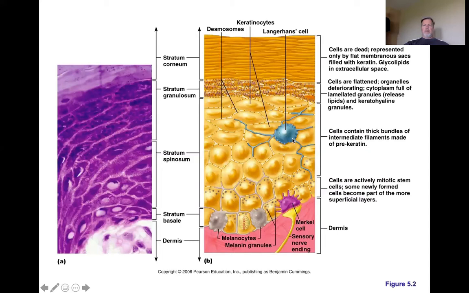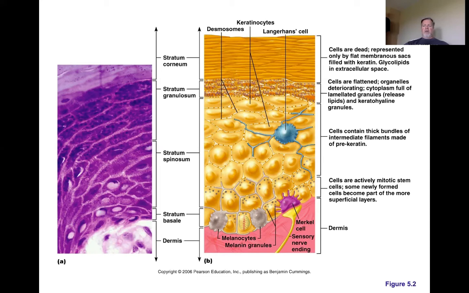My third one are my Langerhans cells. That's that blue-green cell right here. This is a macrophage. Macro is large, phage is eater, so this is the large eater. This helps activate the immune system. And then finally, we have the Merkel cell. That's the purple one down here. My Merkel cell actually serves with the touch receptors, so with the sensory nerve endings.